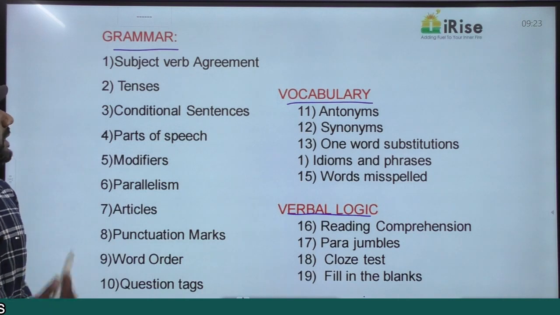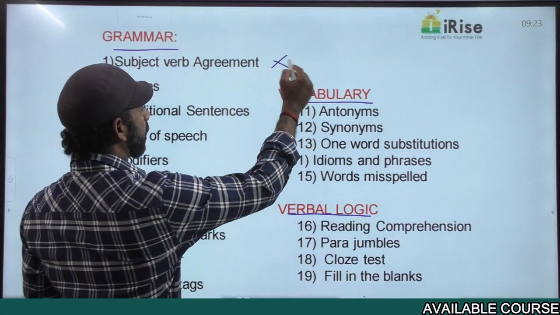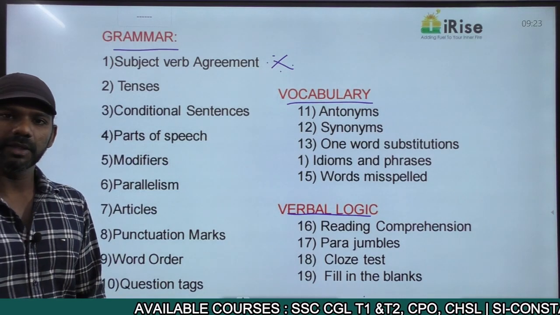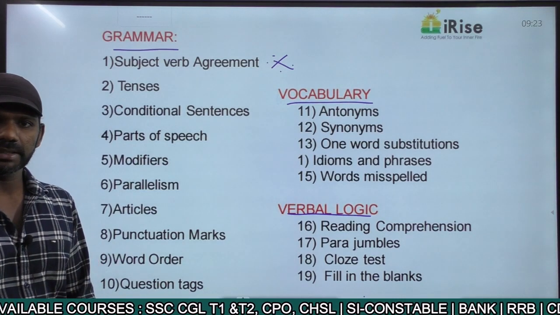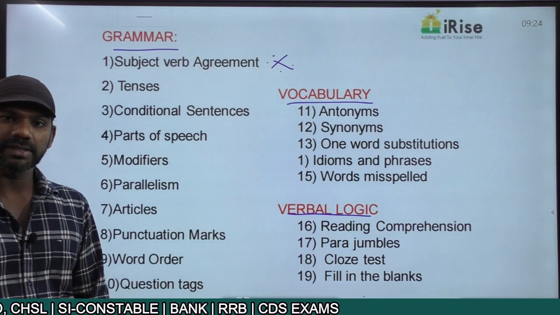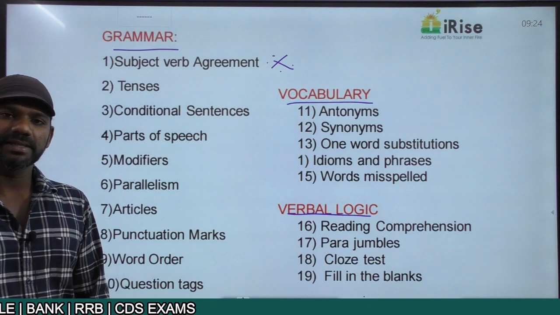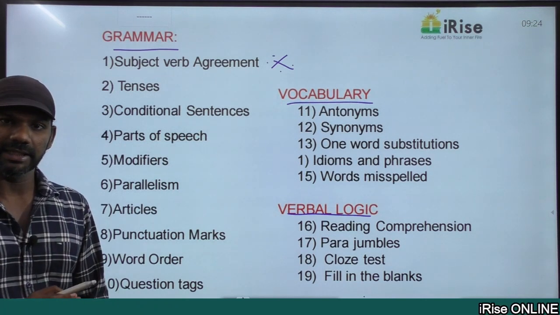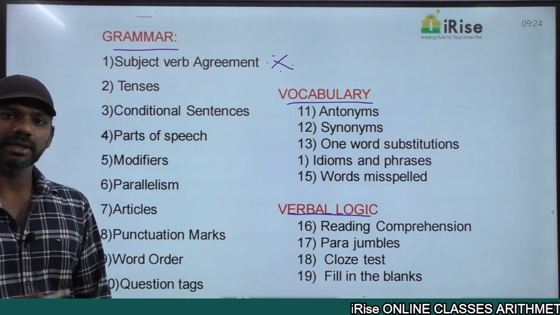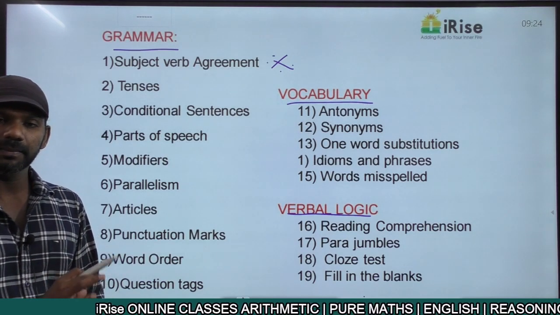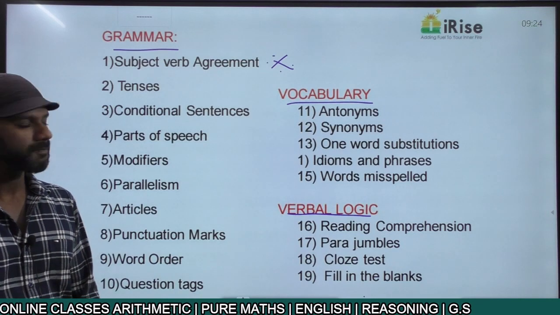Subject-verb agreement. Now this is an important topic. If you check the previous year papers, most of the questions in the grammar part will be based on this topic, subject-verb agreement. Now every sentence needs to have a subject and a verb. If a sentence does not contain a subject or a verb, that sentence is grammatically wrong. So when you go for a question on grammar, whether it's sentence improvement or spotting the error, first you need to think about the rules of this topic.